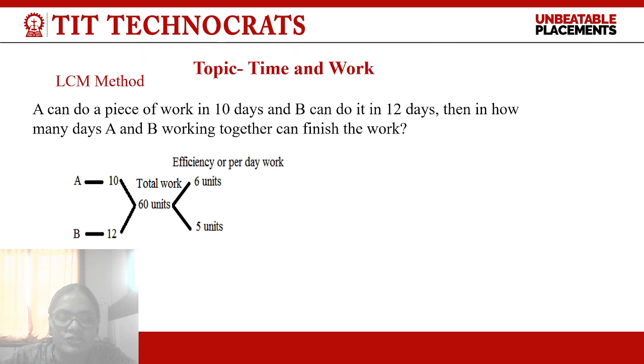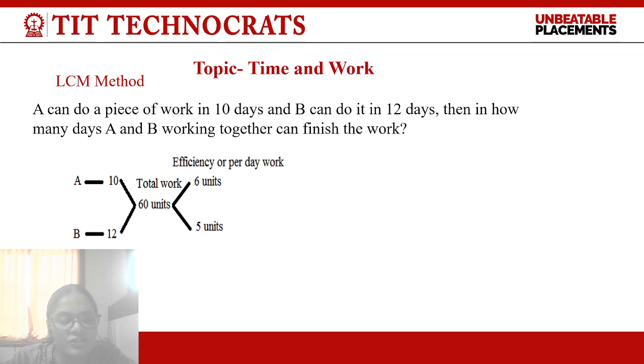Then we'll calculate the efficiency, or per day work, of A and B individually. For calculating the per day work, just divide the total work by the total number of days. A completes 60 units in 10 days, so just divide 60 by 10. When you divide 60 by 10, you will get 6 units. So we get that A completes 6 units of work in a single day. It is A's per day work, or A's efficiency.